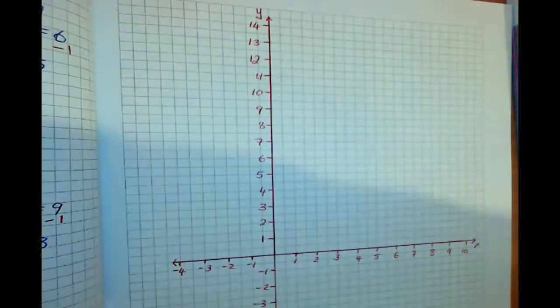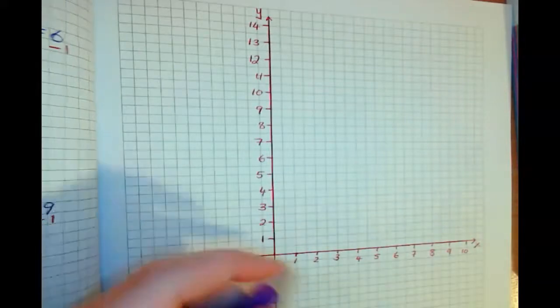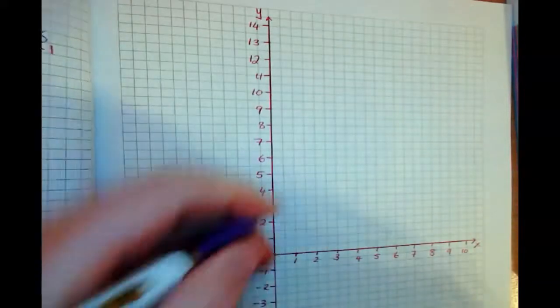So we're just going to plot the points that we found for the lines in part I and II. The 4 points that we found, we're going to plot and draw the line. The first point we got is 0, 6. So 0 on the x-axis and we go up to 6 on the y.